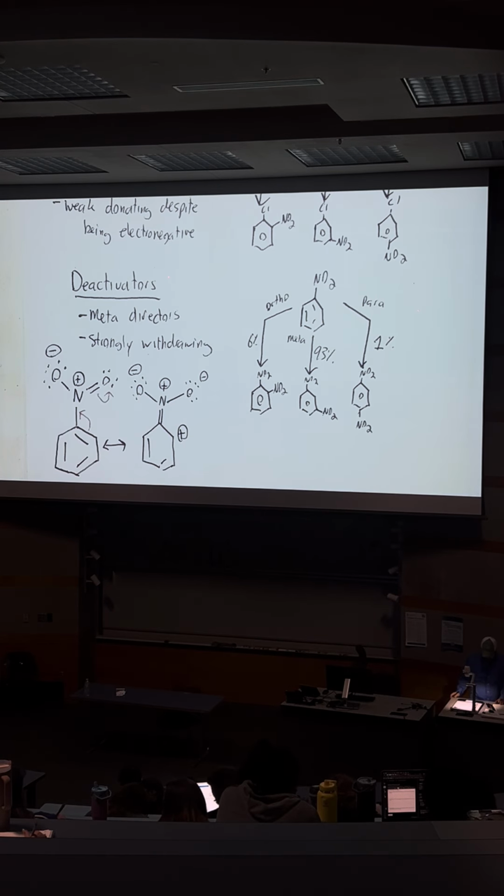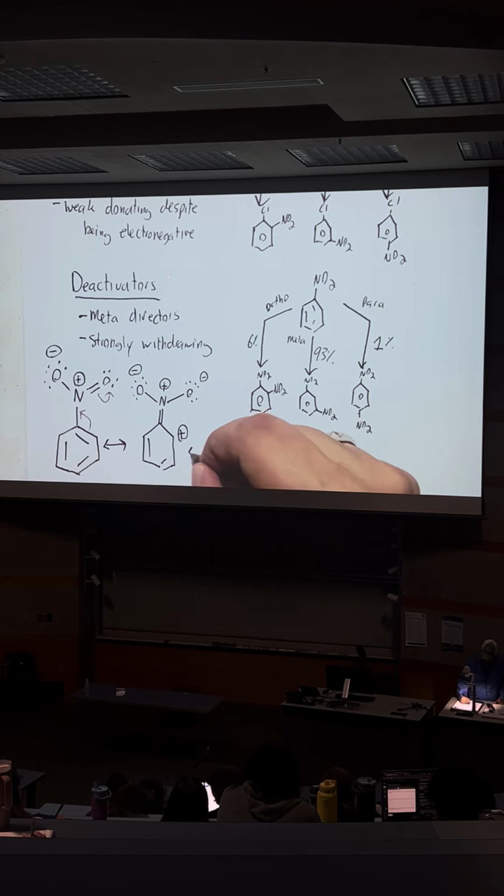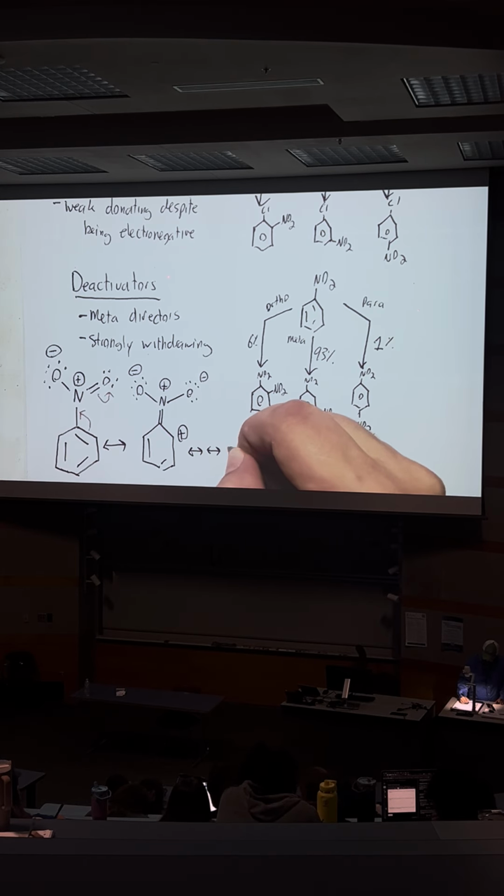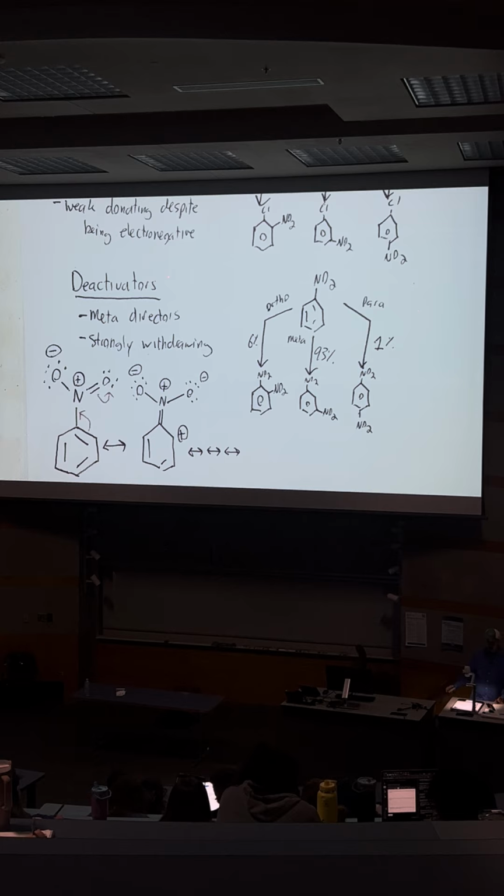And you can draw something like this. And of course, that can go on, and you can continue to draw more and more resonance structures. And when you draw the resonance structures from this, what you find out is you put positive charges at the ortho and para positions, and that's what it means that at the end of the day, it's only the meta positions that have enough electron density to do the nucleophilic substitution. So groups that can do this end up being meta directors.